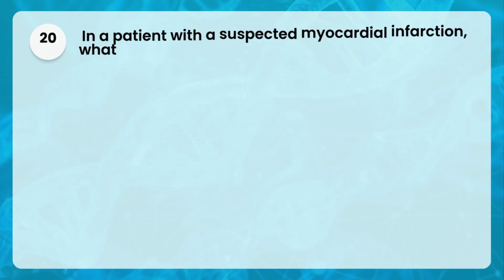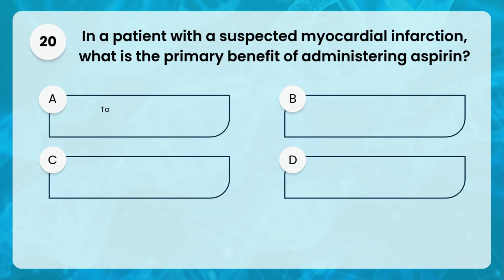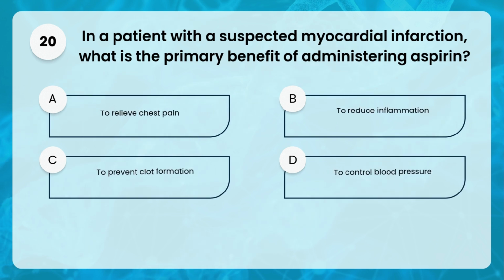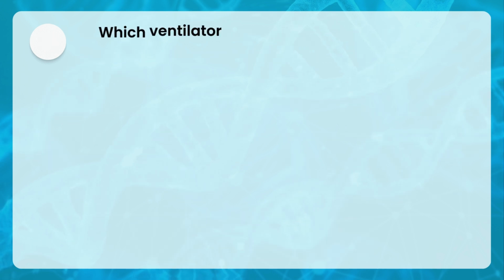Number 20. In a patient with a suspected myocardial infarction, what is the primary benefit of administering aspirin? A. To relieve chest pain. B. To reduce inflammation. C. To prevent clot formation. Or D. To control blood pressure. The answer is C. To prevent clot formation.